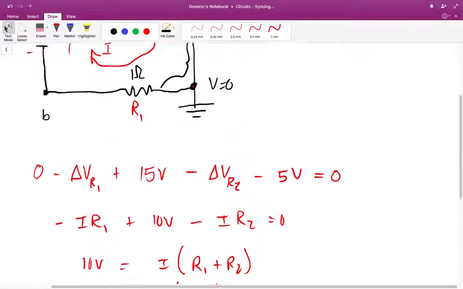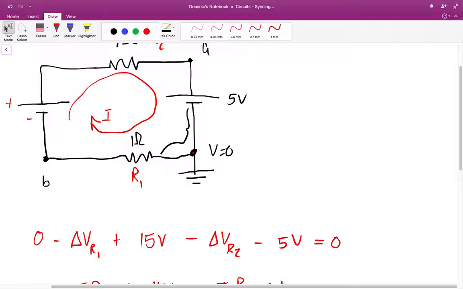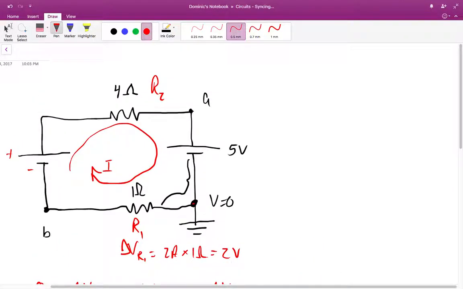So now I know the current going through that circuit, and so figuring out the voltage at point B and point A should be pretty easy now. So delta V of R1 again is current times resistance, so this is going to be the 2 amps times the 1 ohm. That gives us 2 volts. And delta V of R2 is going to equal 4 ohms times the 2 amps. That gives us 8 volts.